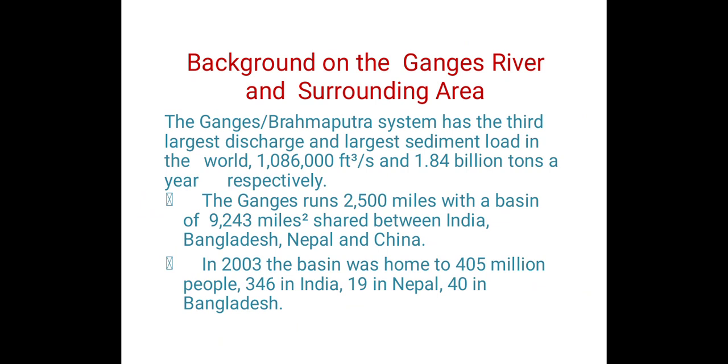Background on the Ganges River and surrounding area. The Ganges system has the third largest discharge and the largest sediment load in the world, 10,86,000 cubic feet per second and 1.84 billion tons a year respectively. The Ganges runs 2,500 miles with a basin of 9,243 square miles shared between India, Bangladesh, Nepal and China. In 2003, the basin was home to 405 million people, 346 million in India, 19 in Nepal, 40 in Bangladesh.